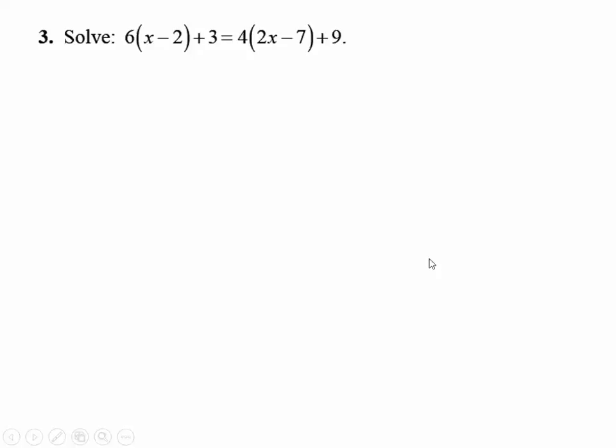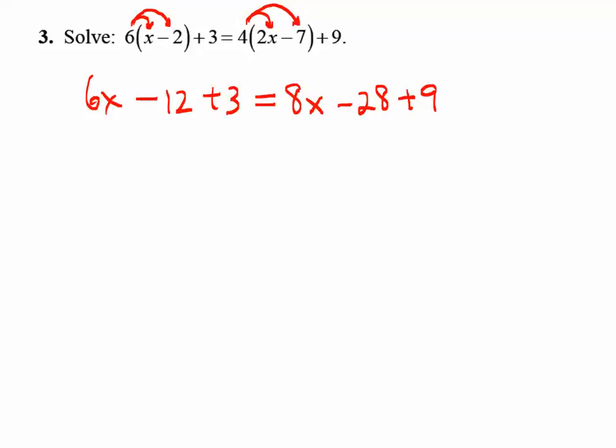Alright, so how about distributive properties on both sides? So again, try this yourself, give you a minute or so, and we'll work them out together as well. Alright, so distributing the 6 over here, distributing the 4 over here. As you do that, you should get a simplified version of 6x minus 12 plus 3 on one side and 8x minus 28 plus 9 on the other. So again, simplifying each of the sides, negative 12 plus 3 makes a negative 9. Negative 28 plus 9 makes a negative 19.